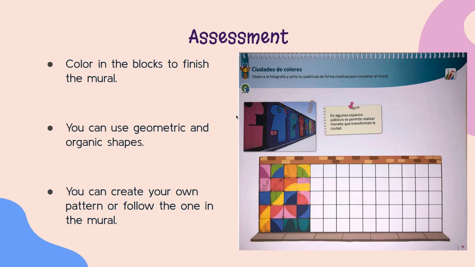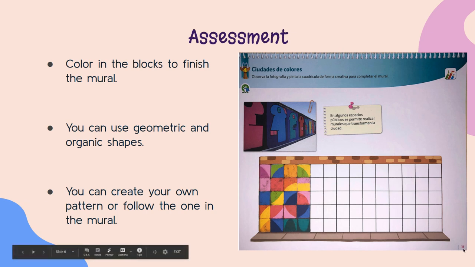This is your assessment. So, this is the assessment that you can find in your textbook, page 18. Look at the number over here. And basically, what you're going to be doing is that you're going to color in the blocks to finish the mural. This is the mural. Here you have the blocks, and you're going to color in each block to finish this mural. Now, you can use geometric and organic shapes to do that. You can create your own pattern. You don't have to follow the pattern that's here.